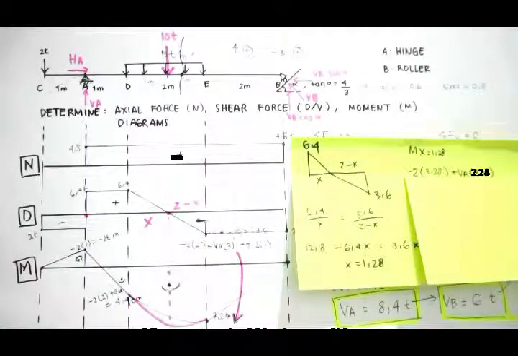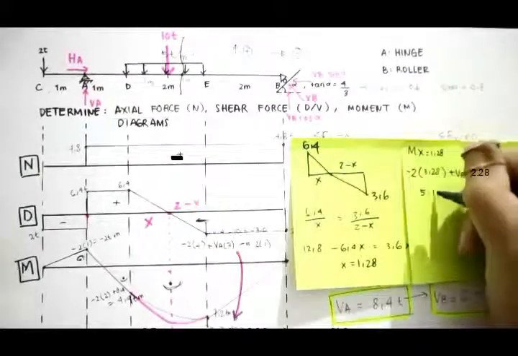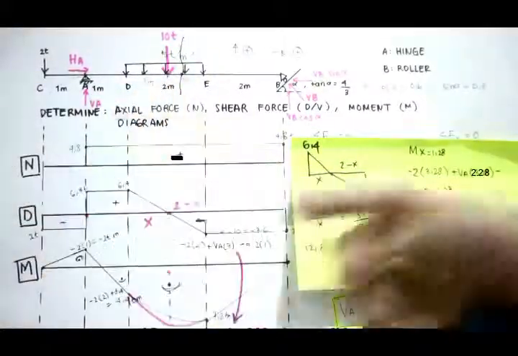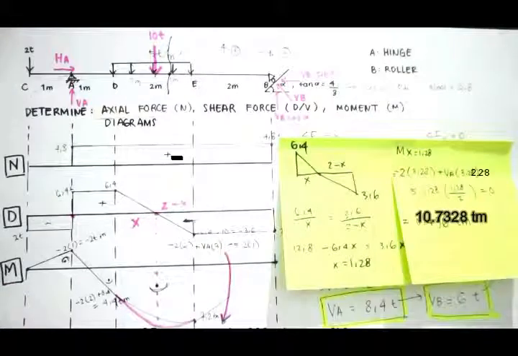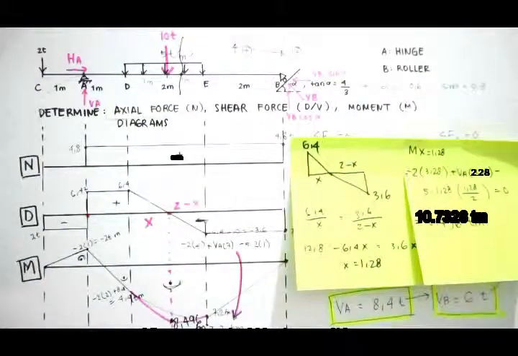And then I have this uniformly distributed load. It's not going to be 10 tons anymore because we only see 1.28 meters from there. So a minus of 5 times 1.28, and then times the distance. The distance of the UDL is going to be half of the total length, so it's going to be 1.28 over 2. It's going to be our maximum positive bending moment.